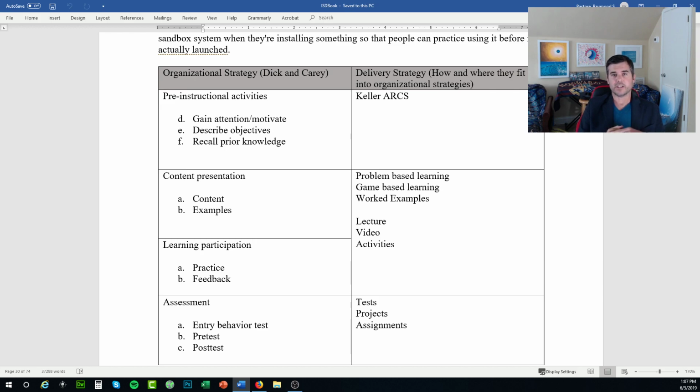Examples of delivery strategies are problem-based learning, activities, worksheets, video, playing games, having the students do a worksheet. Tests, like quizzes, can be various forms of delivery strategies. Assignments, projects, homework. Any activity you've ever done in school where the teacher was trying to get you to learn, that's a delivery strategy.